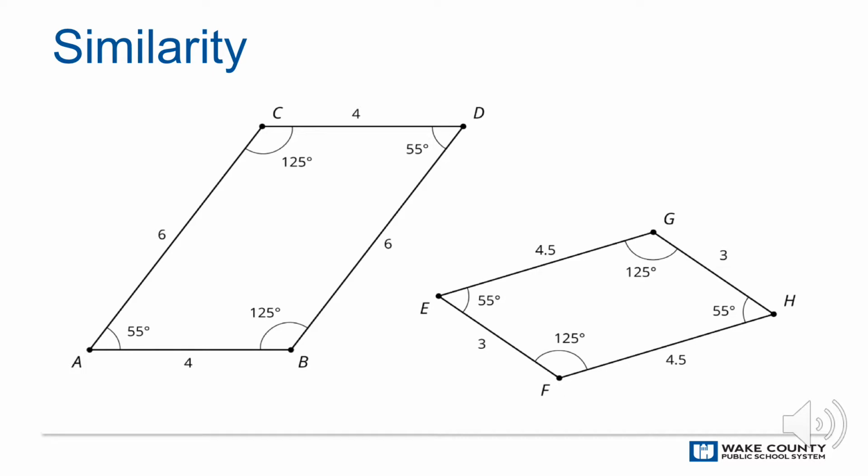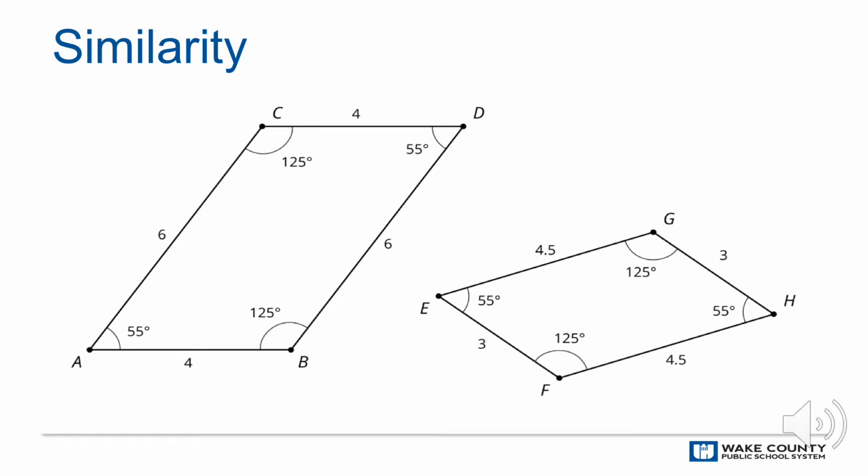Students will also investigate what it means for two figures to be similar. Similarity in mathematics means there is a sequence of translations, rotations, reflections, and dilations that takes one figure to the other. When two figures are similar, there are always many different sequences of transformations that can show that they are similar. Here's an example of two similar figures.